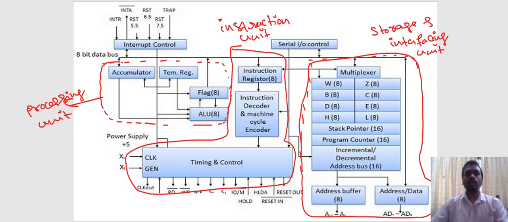So these are the three main functional blocks. You can categorize the entire 8085 architecture into these three functional units. One is the processing unit, which consists of four blocks. Another one is the instruction unit, which consists of three blocks. Another one is the storage and interfacing unit, which consists of some registers and some buffers. So we will discuss each unit one by one.